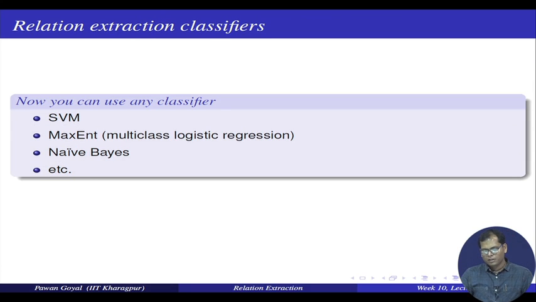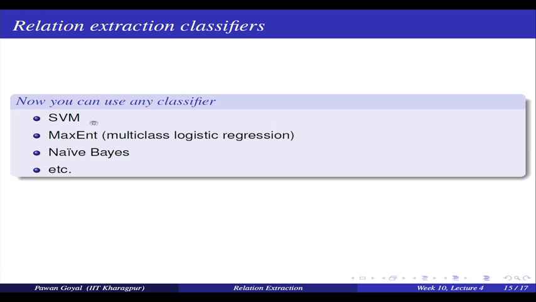Now, once you have identified what your features are, in your training data each instance you can convert into a feature vector. So we know what the different features are that are involved in this particular sentence. And then you can use various classifiers to find out, given a new sentence, how do I find out if the two entities have a relation and what is the relation. You can use multiple classifiers like Naive Bayes classifier or SVM or MaxEnt, etc.